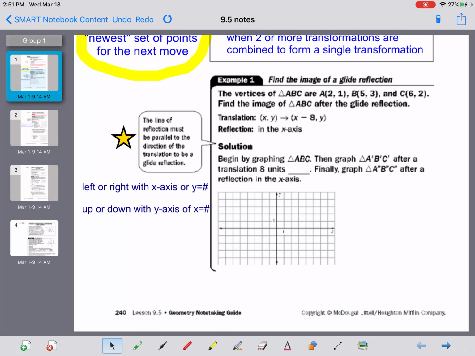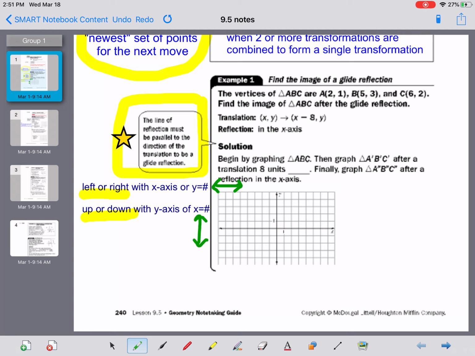Now, a couple notes in the margin before we start this example. Over here, the book warned us that the line of reflection must be parallel to the direction of the translation to be a glide reflection. And basically what it means is if you take your figure and you move it left or right first, then your reflection has to be either the x-axis or y equals a number. If you remember that y equals a number is a line that goes across like this. If you move up or down first, then you're going to go with the y-axis or x equals a number. And if you remember, x equals a number are vertical lines that go like this.